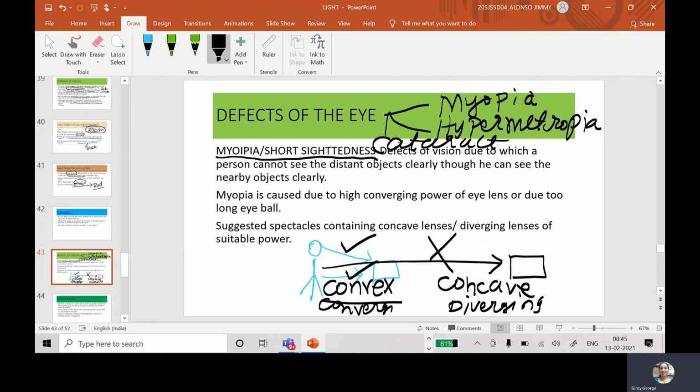Okay. So how can you rectify this problem? The problem can be rectified by using concave lens. Which lens is not working? That lens has to be used here. So concave action is not there, which means you have to use spectacles fixed with concave lens. We'll move to the next one.